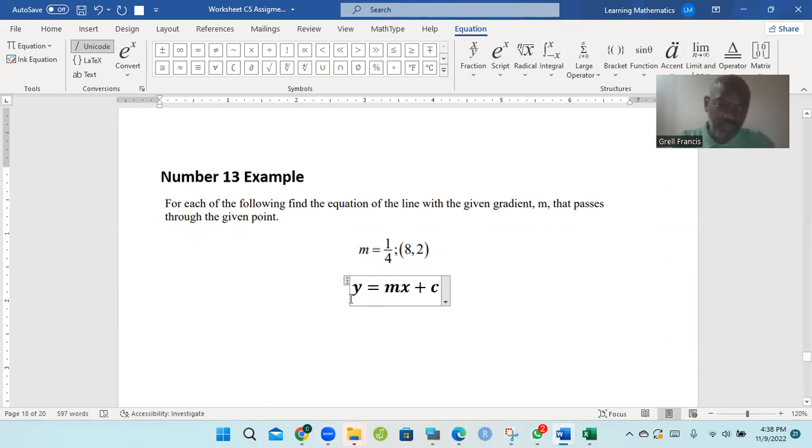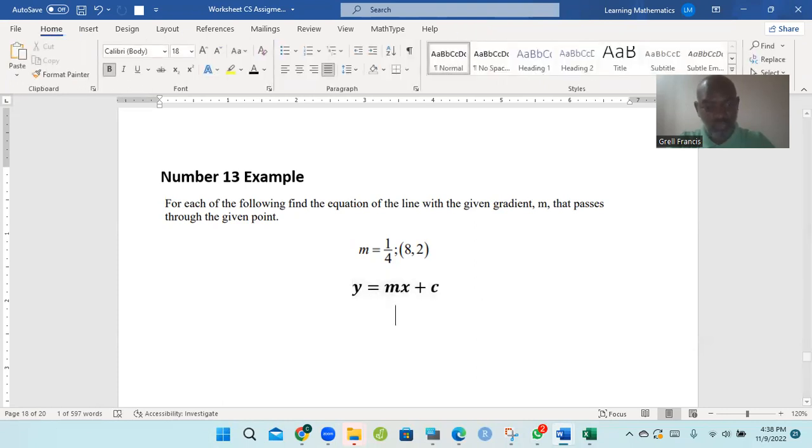So once y is the subject, the number in front of x, which is the coefficient of x, is the gradient. So right away, they give us the gradient. The gradient is 1/4. In the place of m, we can substitute 1/4. Now we have to find c. We are given a point.